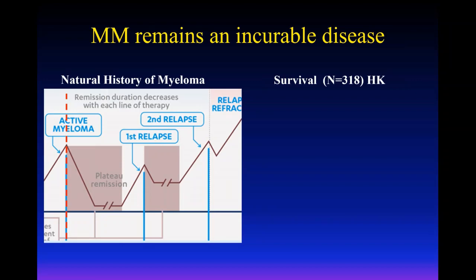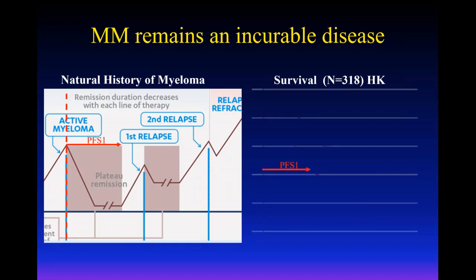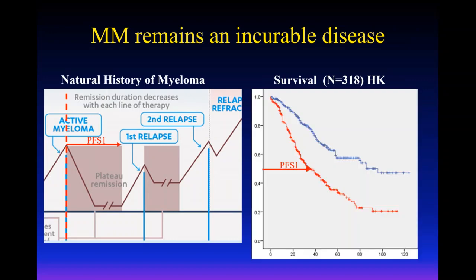This is the progression-free survival. This is our data in Hong Kong. We have a collaboration of many different hospitals in Hong Kong, including ours, for 380 patients with newly diagnosed myeloma. Our progression-free survival is somewhere in the range of 3 to 4 years, and the overall survival is very much improved, and actually now is something like 10 years.